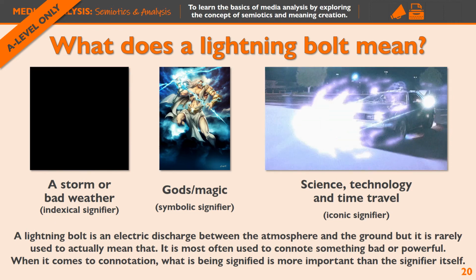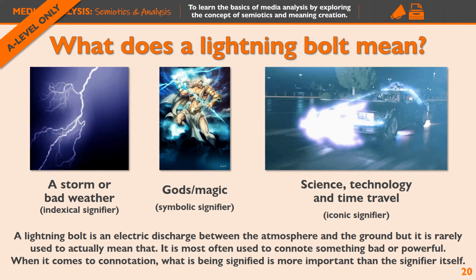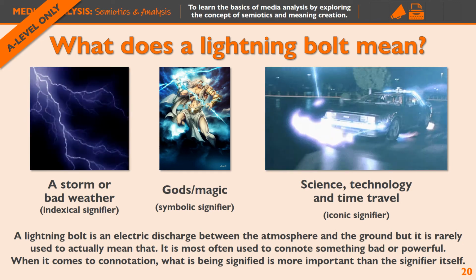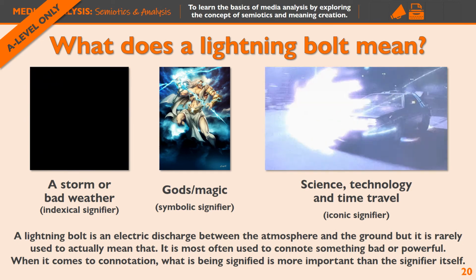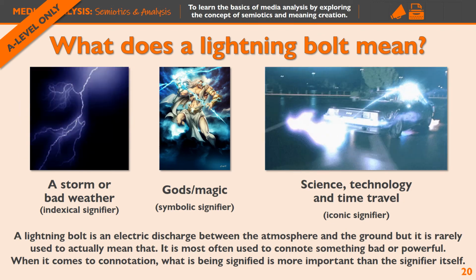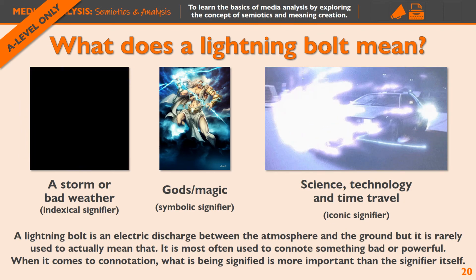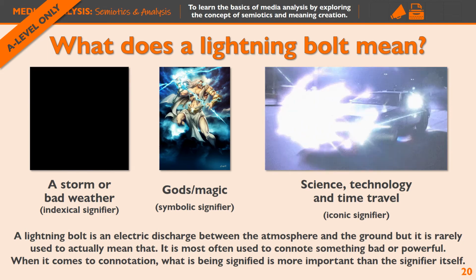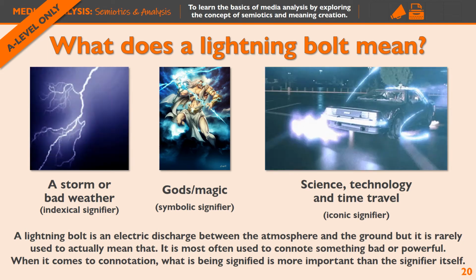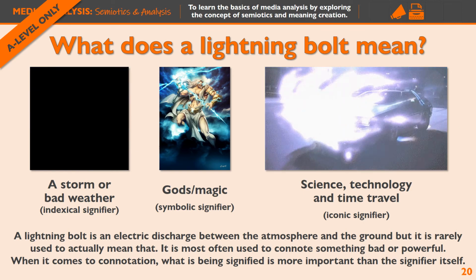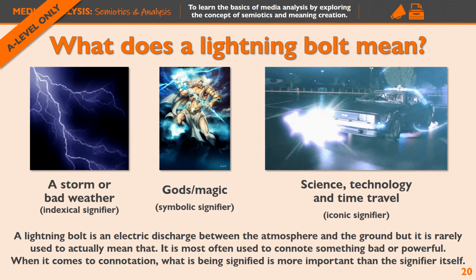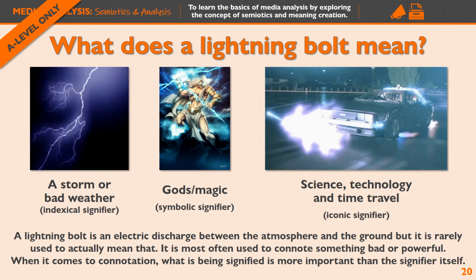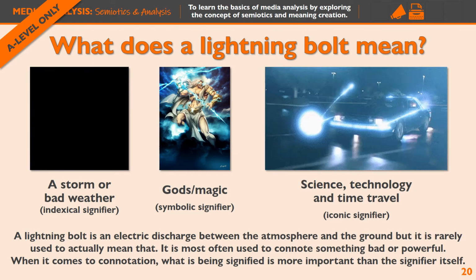You never actually see electricity in terms of electric power when you plug something in or through the cables on the poles across the streets. So it's a representation of something. It's iconic. It's a link that has been generated without a direct meaning. So if you think about it, a lightning bolt is just an electrical discharge between the atmosphere and the ground, but it is rarely used to actually signify that, especially in the media.